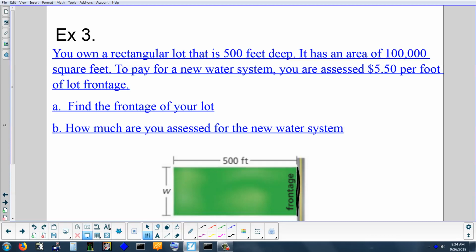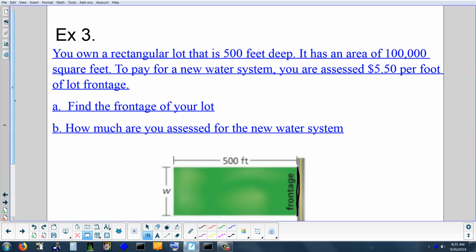That's like the width of your property. All right, so 500 feet is how far back your property goes. W is the width. So first thing it says, find the width of your property. How much property do you have along the road? And then how much is it going to cost you to put in a new water system? So we've got to do A and then B.